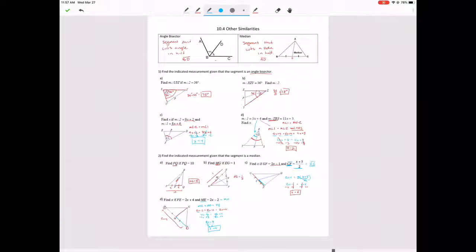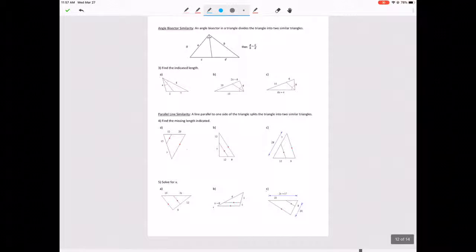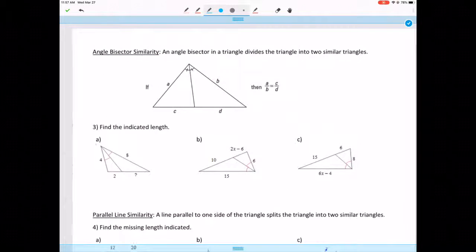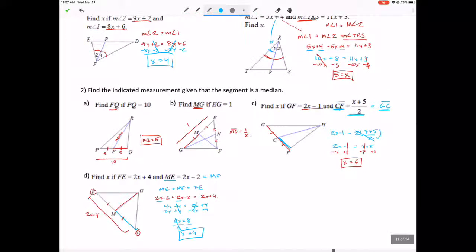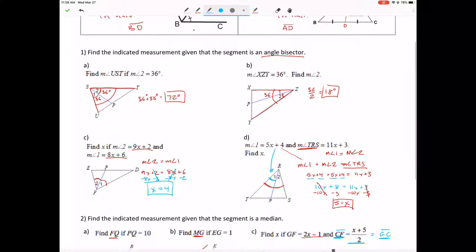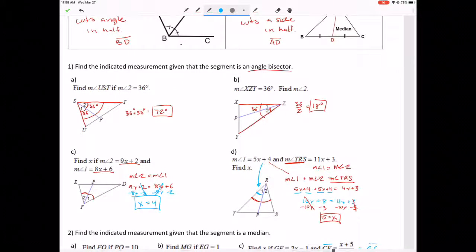My understanding is there may be one of each of those, a median problem and a bisector problem, on the test. And then there will also be problems that are like these. Angle bisector similarity. In the problems that we did over here, we weren't finding similar triangles or anything. We were just realizing that if we had a median, then the line will be cut in half equally, or if we had angle bisectors, that the two angles, angle 1 and angle 2, are equal to each other.